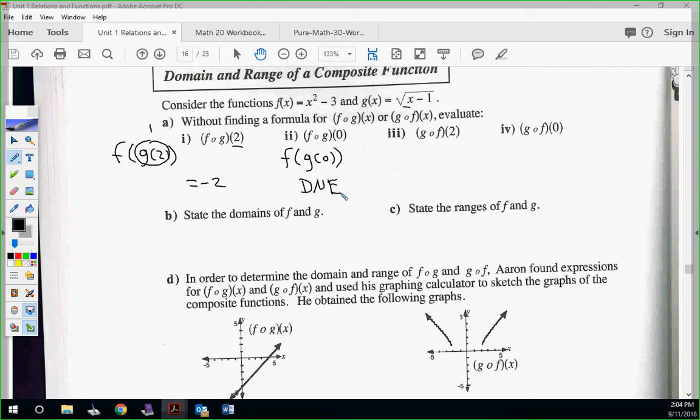Okay, let's look at g of f. So now we're doing it backwards. We're going to look at 2 in f. So 2 in f is 4. 4 minus 3 is 1. So that means we're doing g of 1. Put 1 in there. 1 minus 1 is 0. So 0 is part 3.